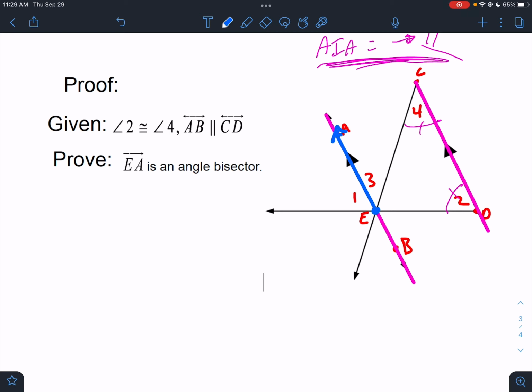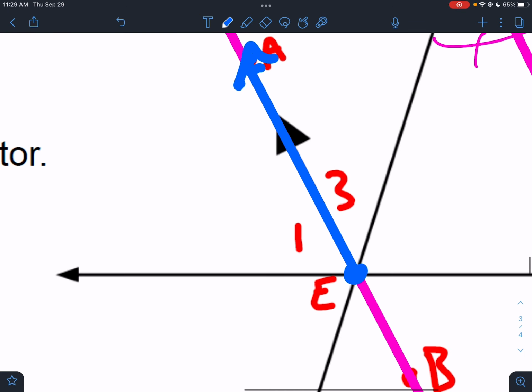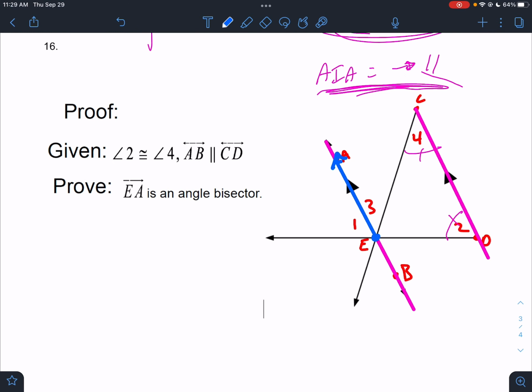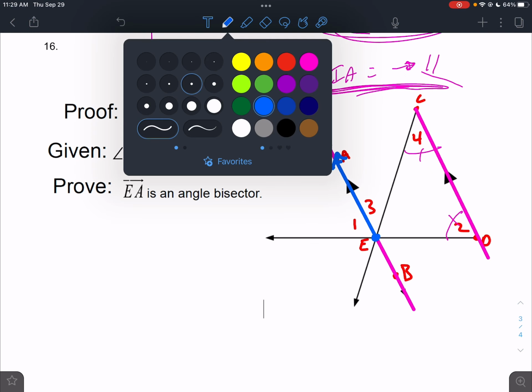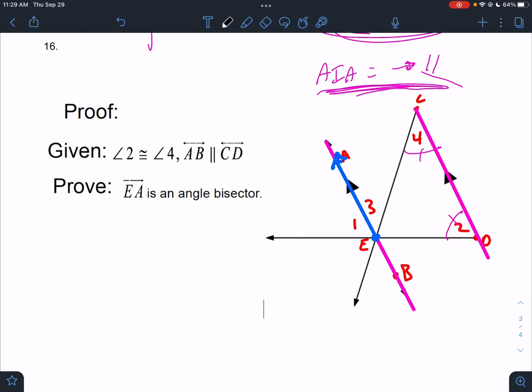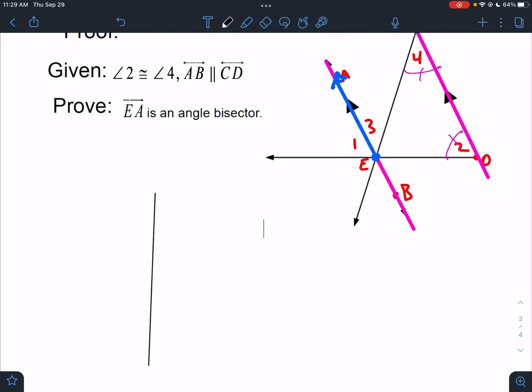So if I'm trying to prove that's an angle bisector, I need to ask myself, well, what is an angle bisector? Cuts an angle in half. So what would make this an angle bisector if the angle was cut in half? In other words, if 1 and 3 were equal. So our goal is to prove that angle 1 and 3 are the same size. That's the evidence we need to prove that that's an angle bisector. All right, let's go for it.